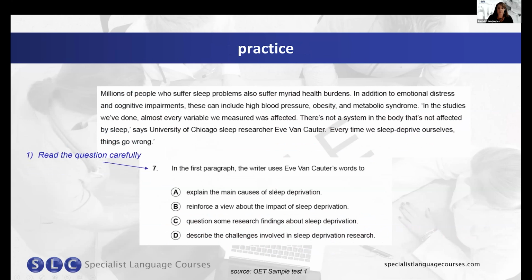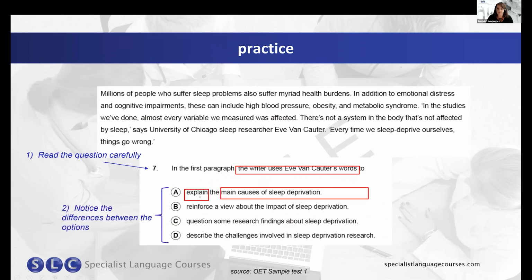So we need to read the question carefully. And here we want to know, why does the writer use Eve Van Corter's words? What's the reason for using her words and her quote? And then we notice the differences between the options. So in A, is she explaining the main causes of sleep deprivation? So we might have some examples of why people suffer from sleep deprivation.